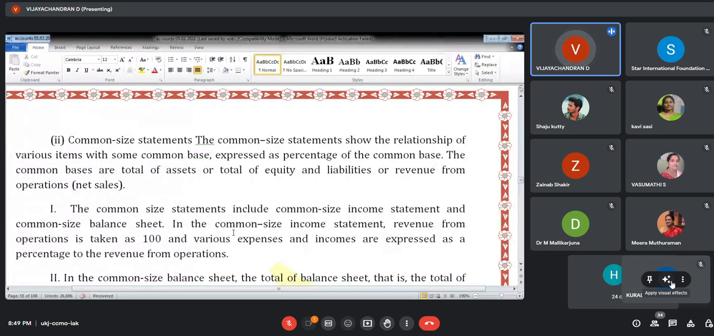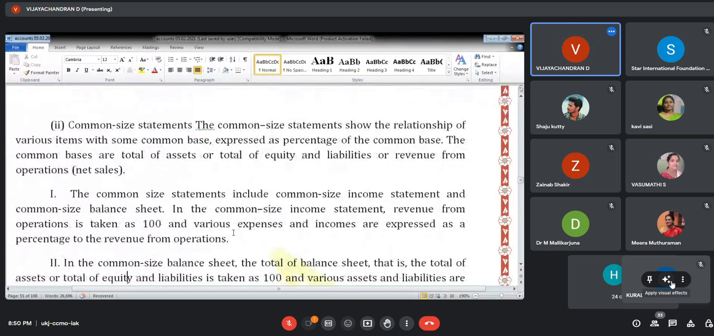In the case of common size, you can't compare between years; you can take only one year. In that year, you will take an item as a base. As I told, in the case of income statement, you can take sales as a base, whereas in the case of balance sheet, you can take the total assets as a base. It will be taken as 100, and all other items will be expressed on the base of the total assets in the form of percentage. So that is known as a common size statement.